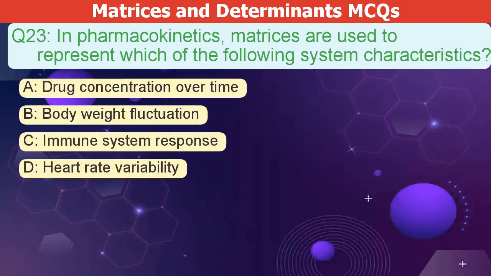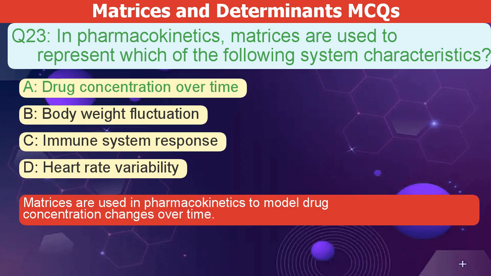In pharmacokinetics, matrices represent which system characteristic? A. Drug concentration over time. B. Body weight fluctuation. C. Immune system response. D. Heart rate variability. The correct answer is A. Matrices are used in pharmacokinetics to model drug concentration changes over time.